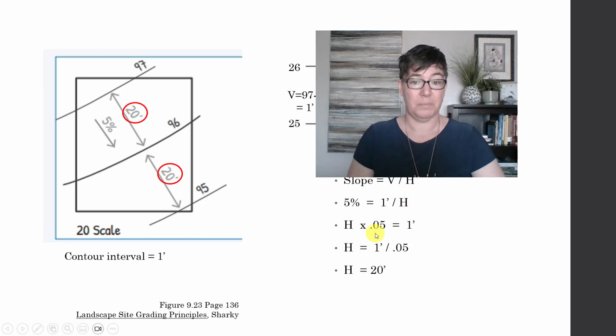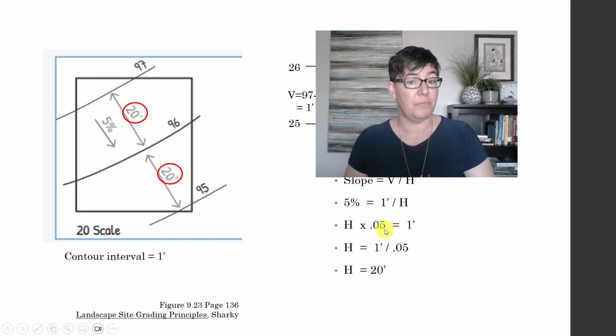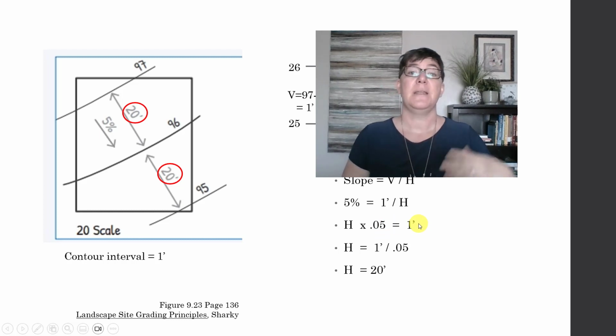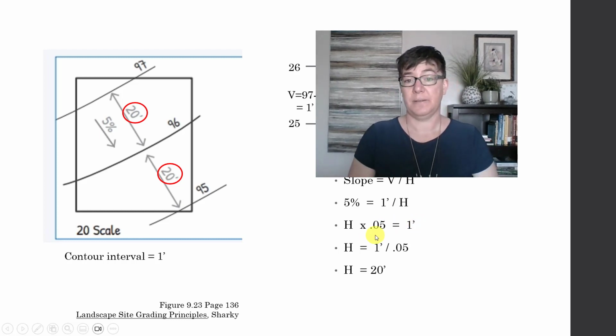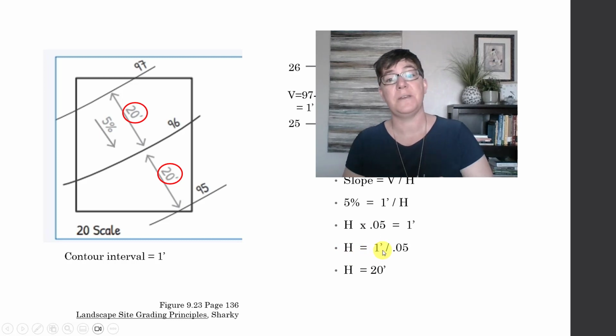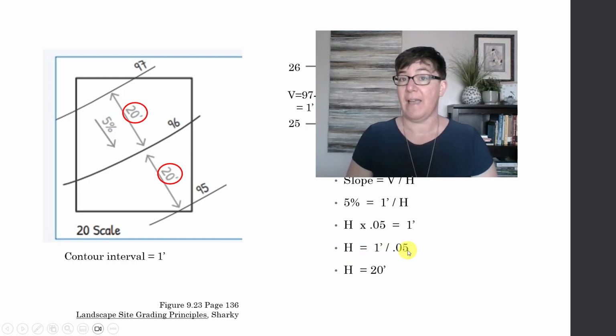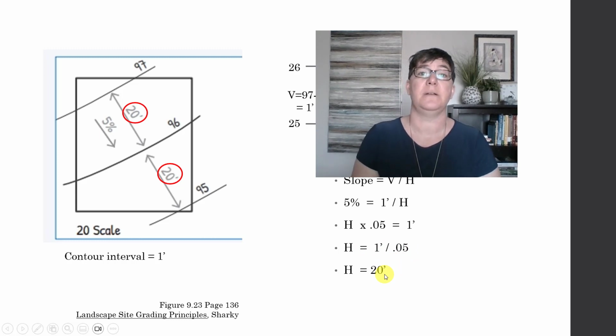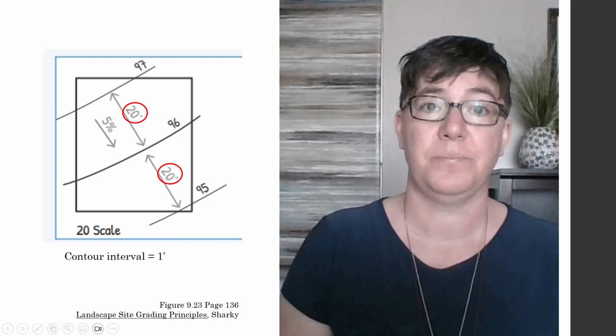First multiply both sides by h. You end up with h times the 5%, and I've switched to decimal because it's easier, equals the 1 foot. Divide both sides of the equation by this 5%, and we end up with h, the horizontal distance, equals 1 foot divided by 0.05. And you can solve that to find that the horizontal distance is 20 feet.